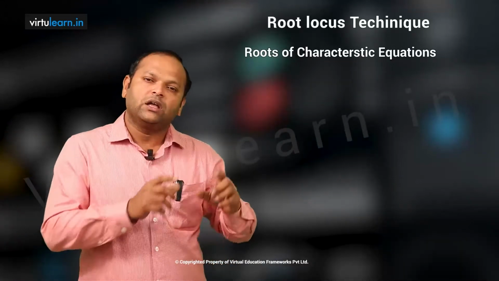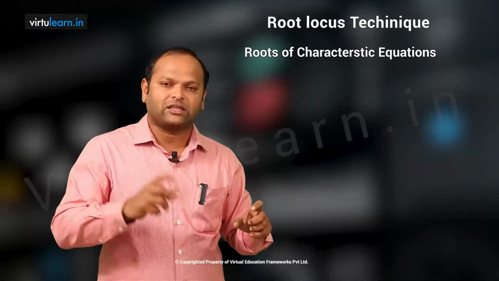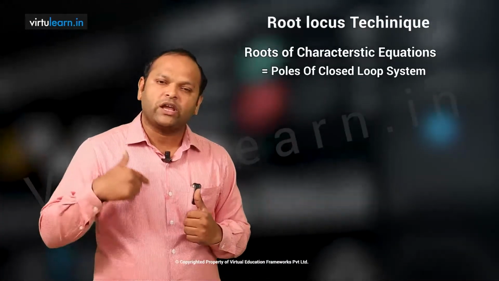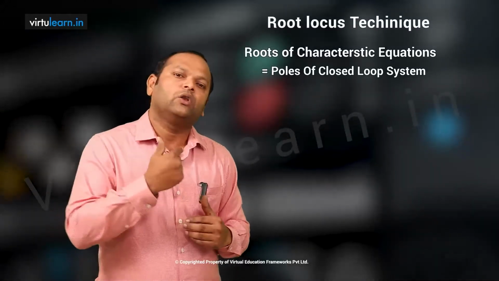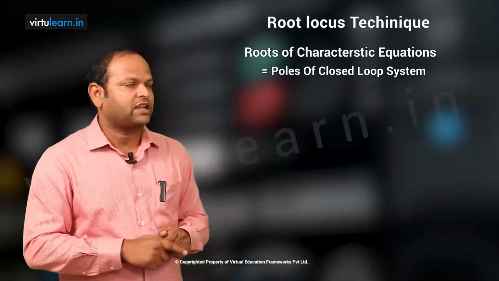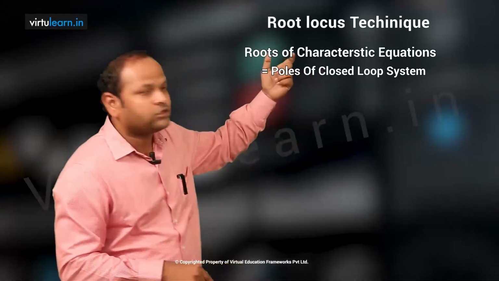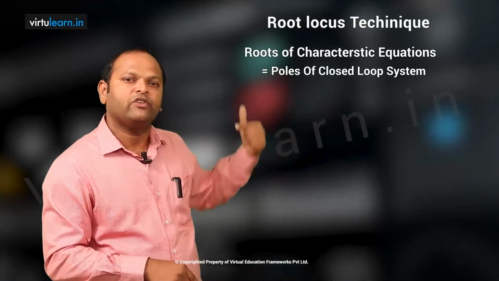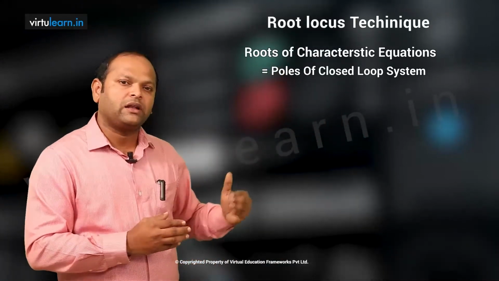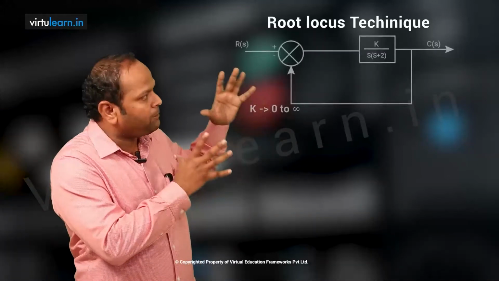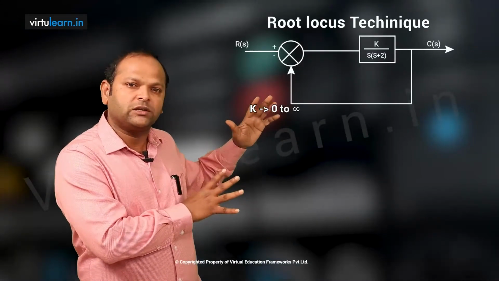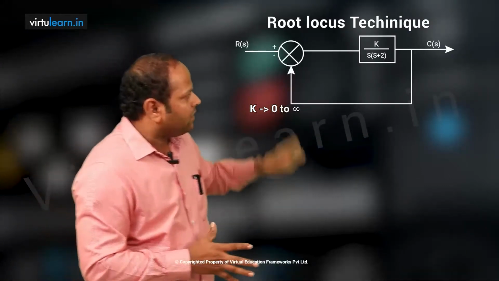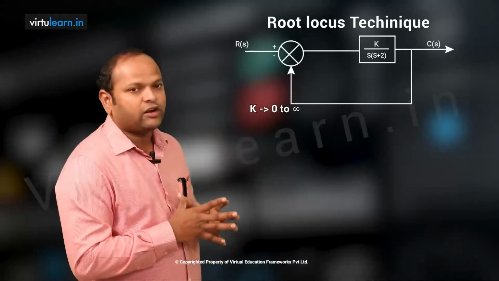We know that the roots of the characteristic equation are nothing but the poles of my closed loop system. So, stability depends on the location of closed loop poles, or the location of roots of the characteristic equation. So, root locus means we are using the terminology root. The root is the roots of the characteristic equation, which means my closed loop poles. Ultimately, we are going to look at the complete picture of my closed loop pole locations for all the variations of k from 0 to infinity.